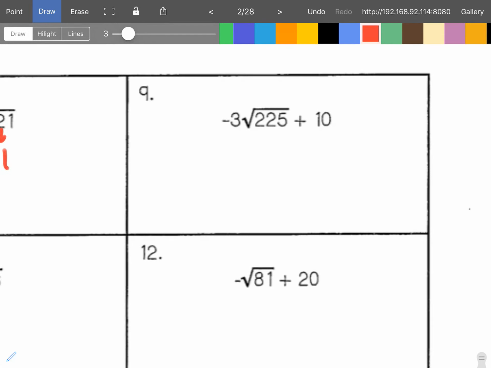Okay, number 9 over here. All right, so again, the square root of 225 is going to be 15, and because we have this number out front, it's really times -3, and then we still have the plus 10. So -3 times 15 is going to be, calculate that. If you have to go out to the side and work it out, you can. You should not be using a calculator.